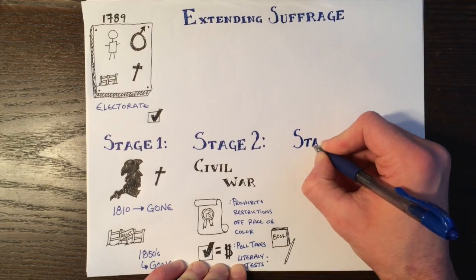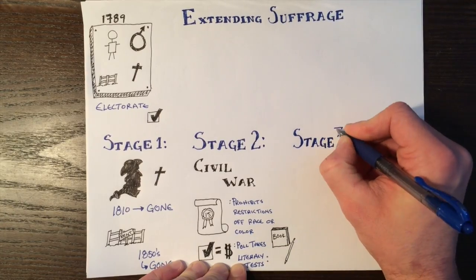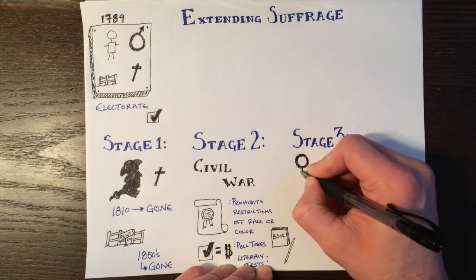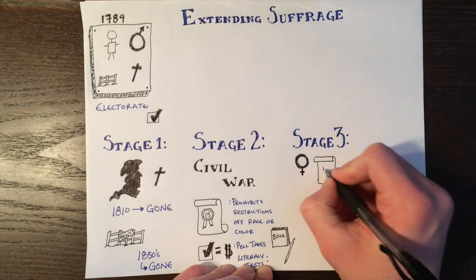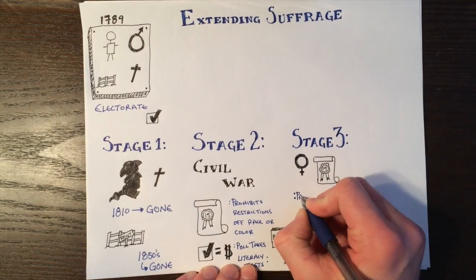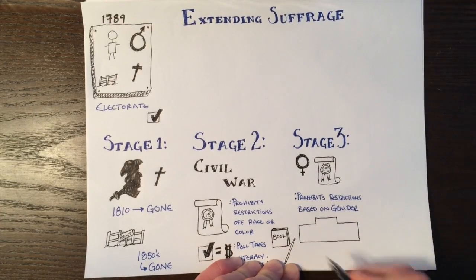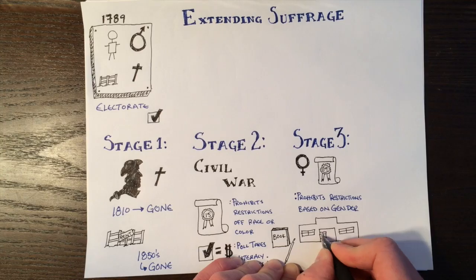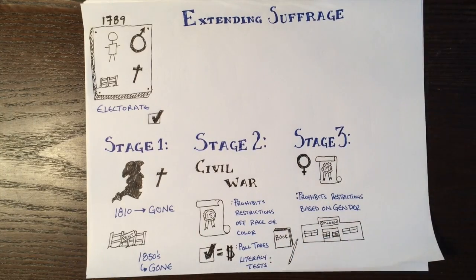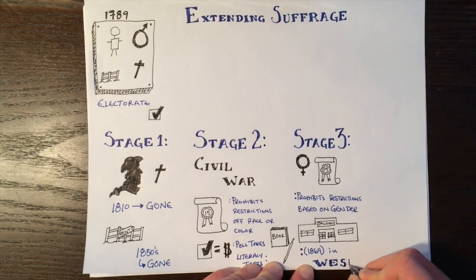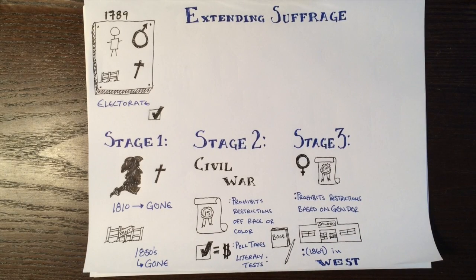Stage 3 would come later on in history. And in 1920, the U.S. government passed the 19th Amendment. This prohibited any restriction on voting rights based on gender. That's right, up until 1920, women were not allowed to vote. That being said, in several states in the West, women were allowed to vote as early as 1869. Now the electorate had expanded to men and women of all colors and races with no religious or property ownership requirements.